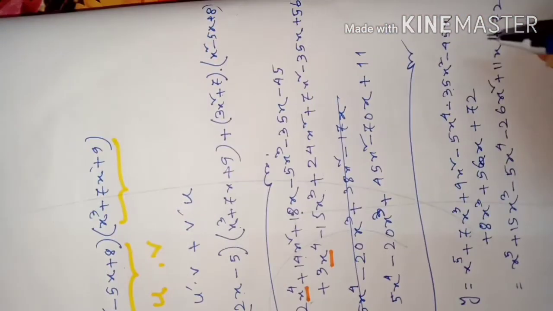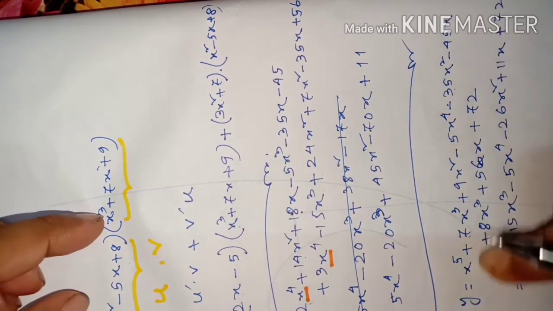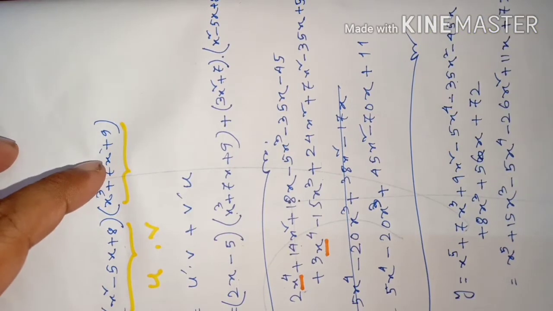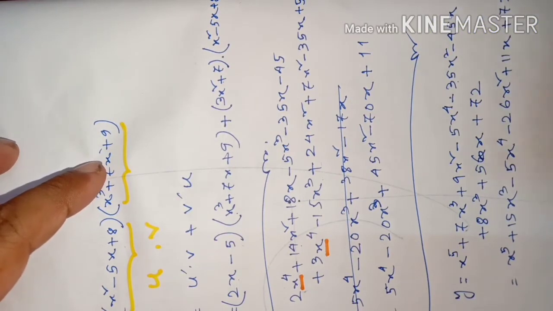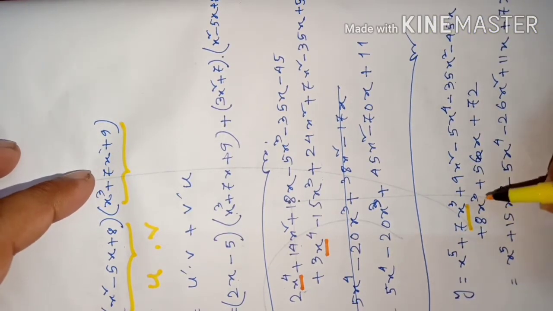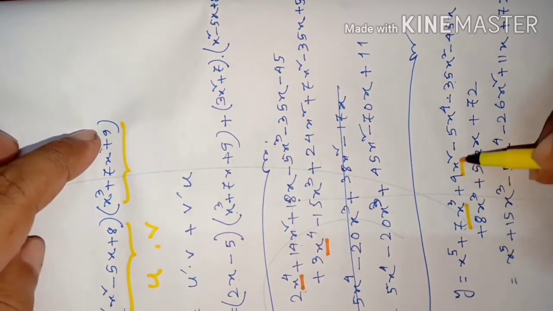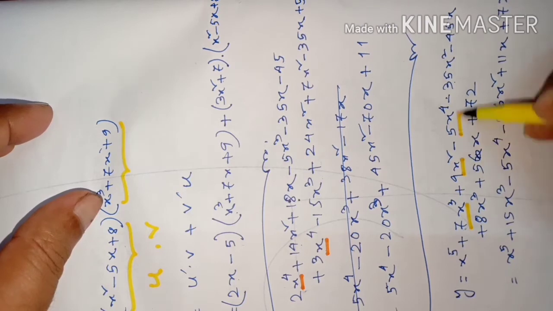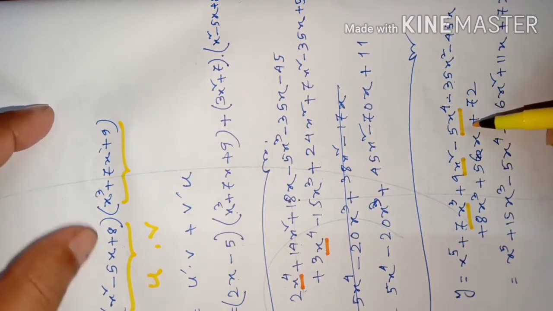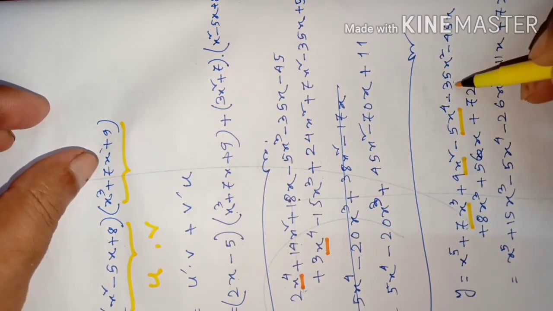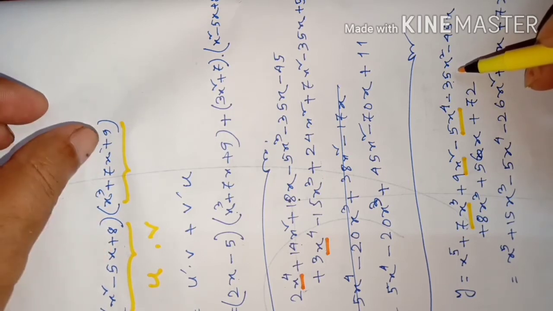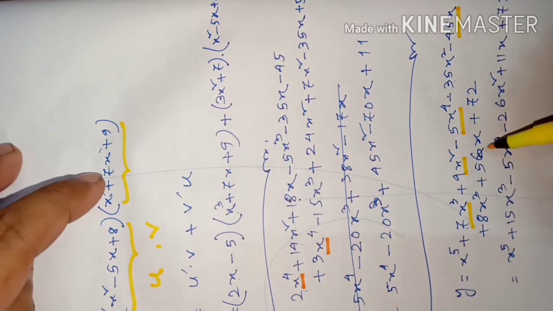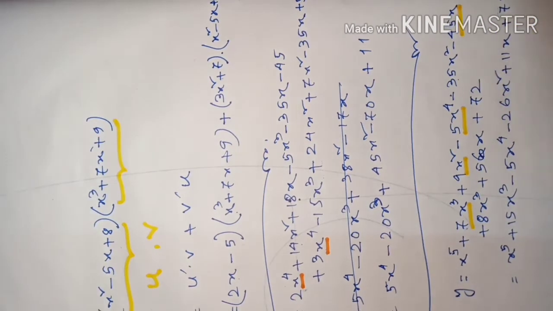Once again you check the product. x square into x cube is x to the power 5. x square into 7x is 7x cube. Then x square into 9 is 9x square. Now by minus 5x. Minus 5x into x cube, minus 5x to the power 4. Minus 5x into 7x, minus 35x square. Minus 5x into 9, minus 45x. Now by 8, x cube, 8 7 is 56x, 8 9 is 72.